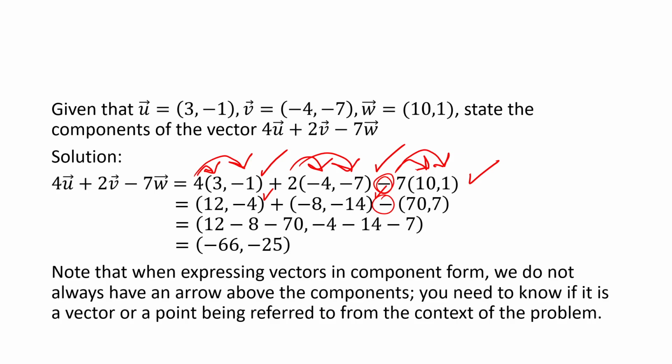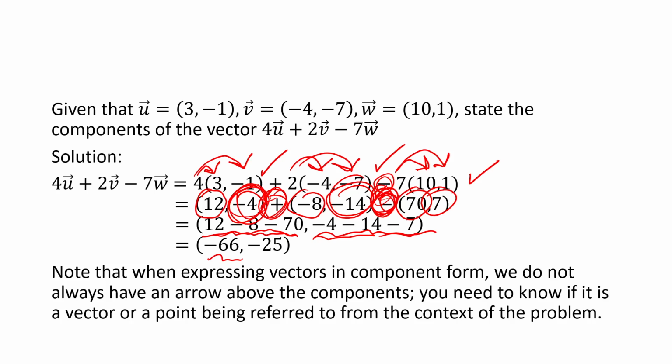And now all we have to do is figure out for our x component, what is 12 plus negative 8 minus 70, or you could have said plus negative 70. So we write 12 minus 8 minus 70. And then here we say what's negative 4 plus negative 14, or in other words, negative 4 minus 14. And then that minus in front of the 7, we get negative 7. And when you add those components up, 12 minus 8 minus 70 is negative 66, and negative 4, negative 14, minus 7 is negative 25.